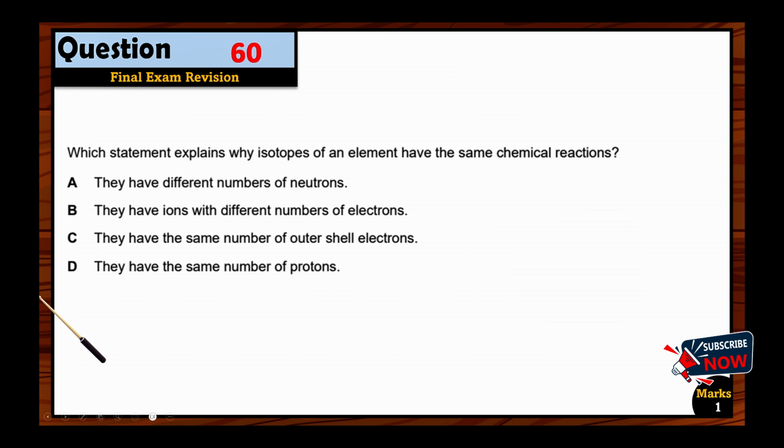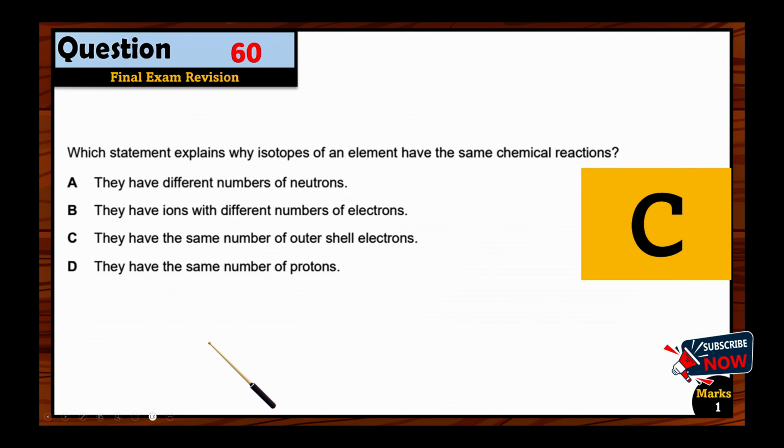They have the same number of outer shell electrons. Yes, outer shell electron is right. Same number. Here they use the word different, so that's why it's not right. So option C is correct.